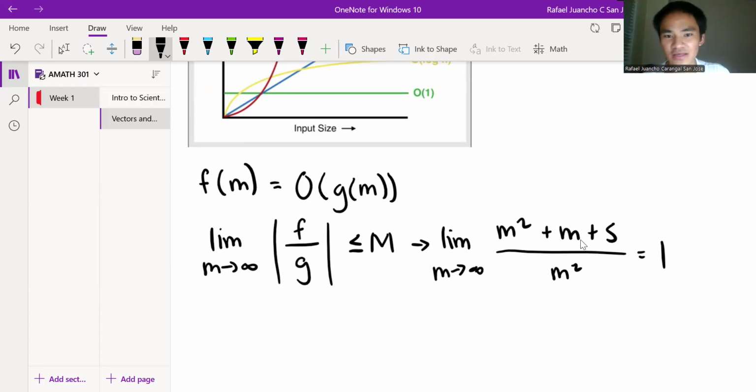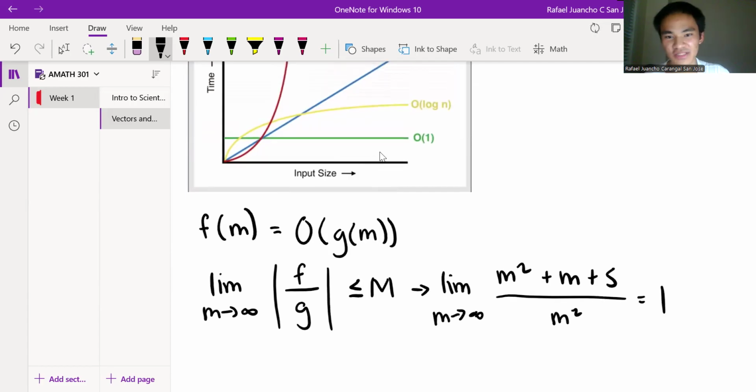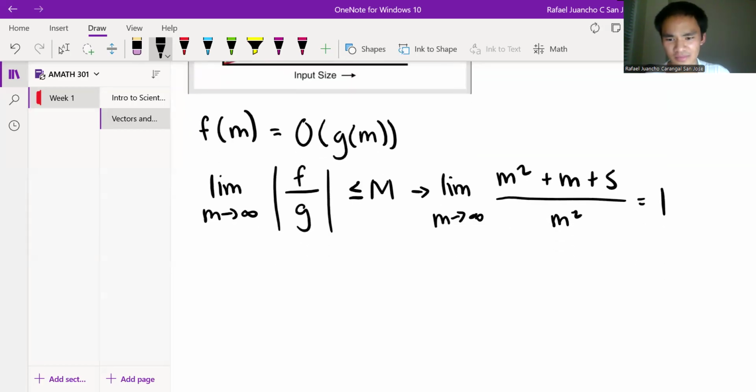So even here, as m increases, our time is still 1. I'm actually, you know what? I'm actually going to ask about this because I definitely do not get this wholeheartedly. So I'm going to ask it and I'm going to explain it as I learn it.